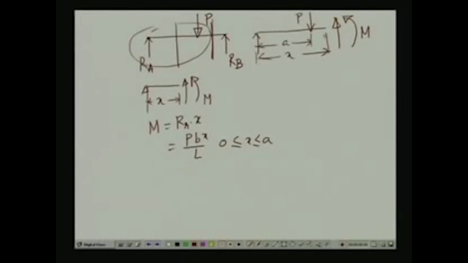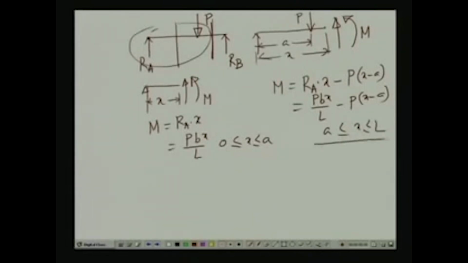So, the moment expression which we get at this particular point is M is equal to R A into x minus P into x minus a, and R A being P b by L. So, this is P b x by L minus P into x minus a, and the range of the validity of this is a less than x less than L. So, these are the two moment values that we have.